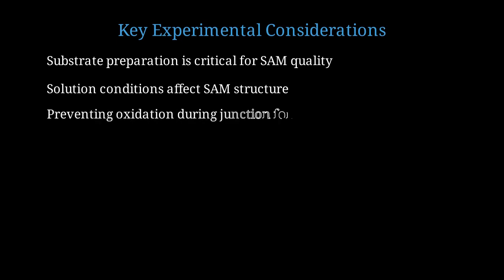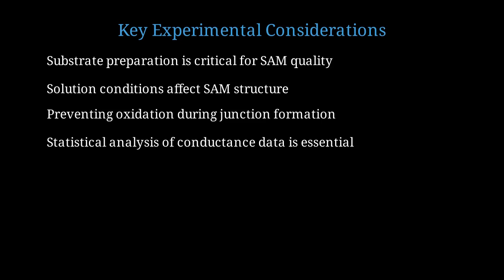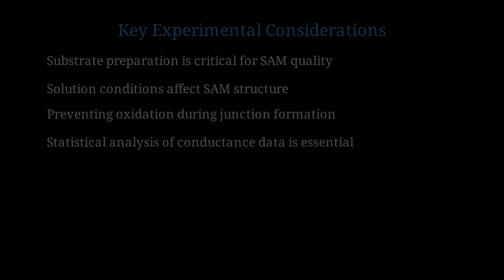Preventing oxidation is crucial. Many measurements are performed in inert atmosphere or under solvent to prevent oxidation of the SAM or electrodes during junction formation. Statistical analysis is essential. Because of junction-to-junction variability, we need to measure hundreds or thousands of junctions and use statistical methods to extract meaningful conductance values.